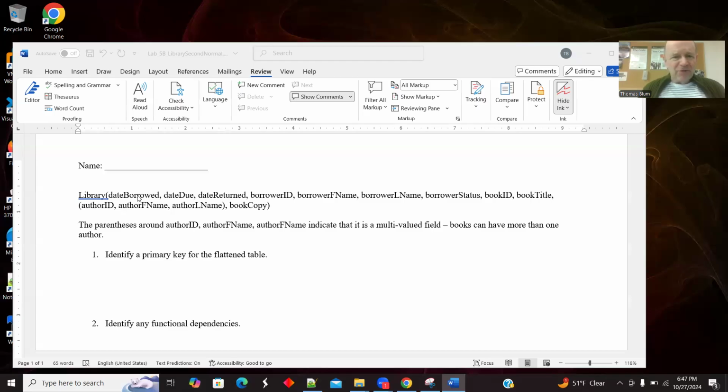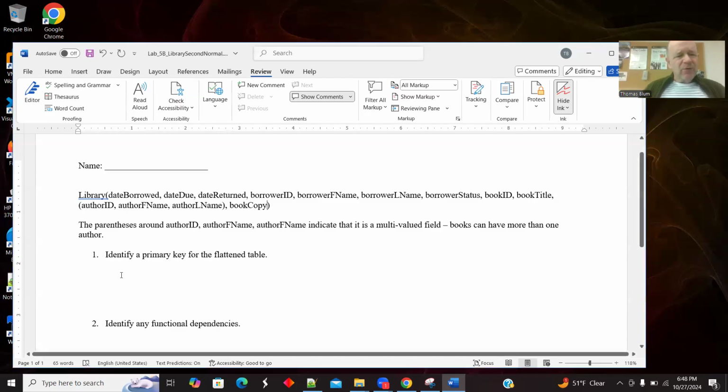I'm here at a university, so faculty and staff could borrow books for longer than students, for example. Then something to identify the book, the title of the book. Then we have some author information. That's in parentheses to represent that the book may have more than one author. And then the library may have more than one copy of a book, so there is a book copy.